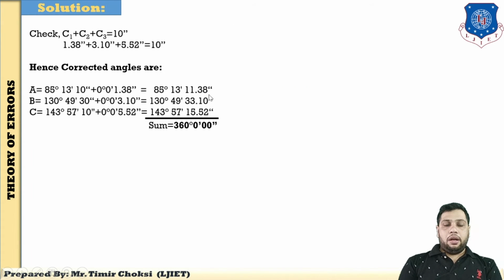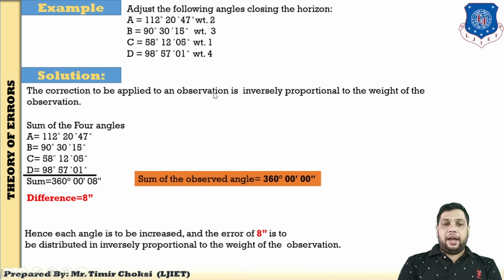Now, second example: adjust the following angles closing the horizon. First, angles A, B, C and D are given, and weights are given. So here it is a little bit different from the previous example. Weights 2, 3, 1 and 4 are given, meaning angle A is measured by 2. You know what the weight is?